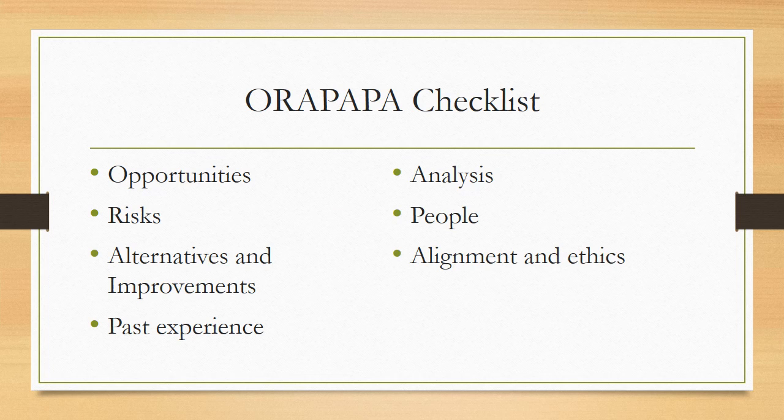So I've tried to pronounce this correctly here. We can finally see what it actually stands for. So the O is for opportunities, R for risks, A for alternatives and improvements, P for past experience, A for analysis, P for people, the final A for alignment and ethics.